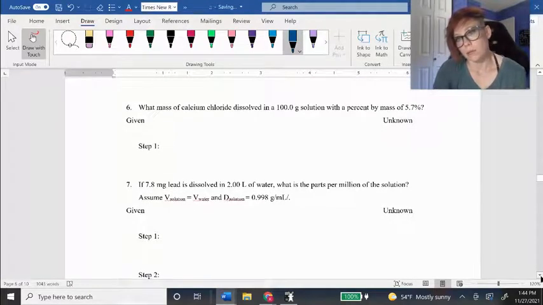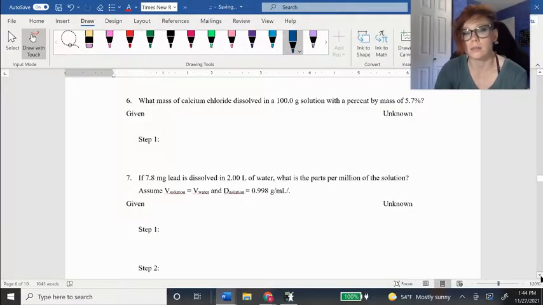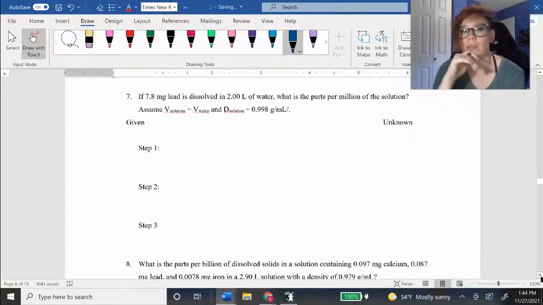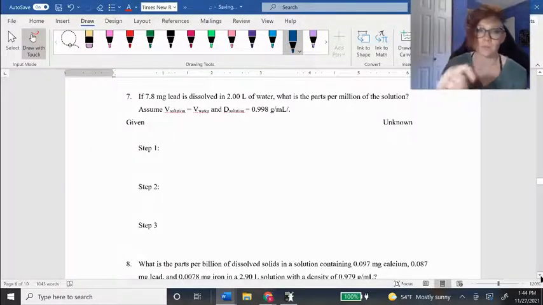Number 6 is just going backwards from that. So you're finding the mass of calcium chloride in a 5.7% solution. And then number 7, if 7.8 milligrams of lead is dissolved in 2 liters of water, what is the parts per million of the solution? Assume that the volume of the solution is equal to the volume of water and that the density of the solution is equal to 0.998 grams per milliliter.